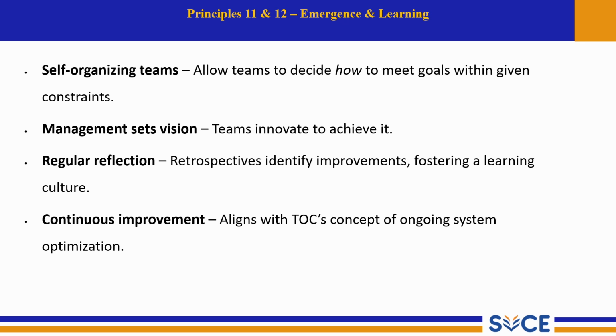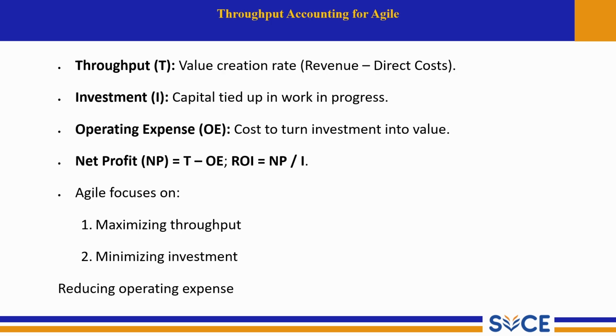Now let's connect Agile with business value and performance metrics. And next one is throughput accounting for Agile. Throughput is the rate at which the system generates value. In business terms, it is calculated as revenue minus direct cost. In Agile, this means how fast we deliver valuable features that generate business outcomes.